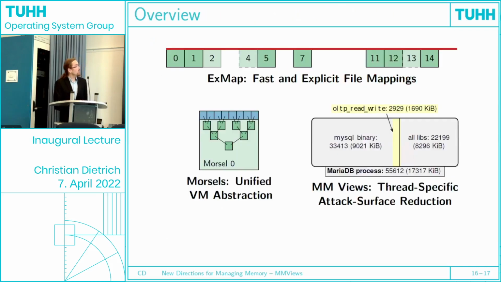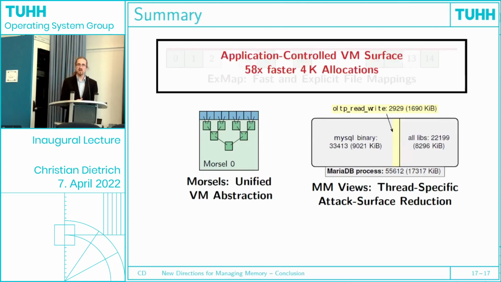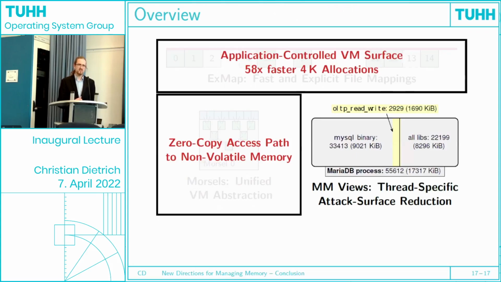So I want to come to a conclusion in my talk. First, what have I told you today? I've shown you XMAP, fast and explicit file mappings. What we get by that is 58 times faster 4K allocations within our virtual memory space. I've presented you morsels, which are a unified abstraction, and thereby we get a zero-copy access path to our non-volatile memory. And I've shown you MMUs.